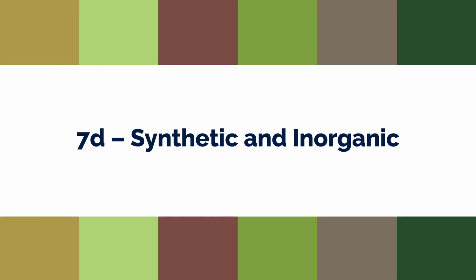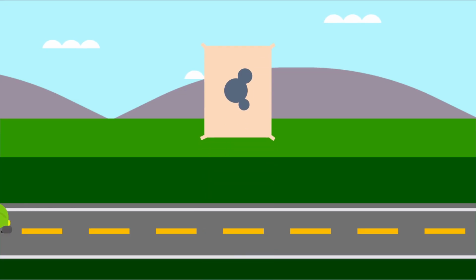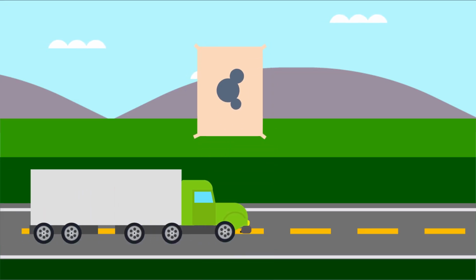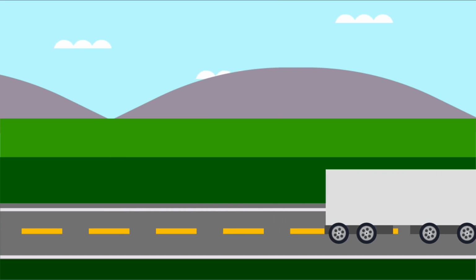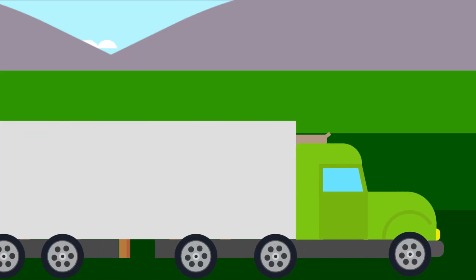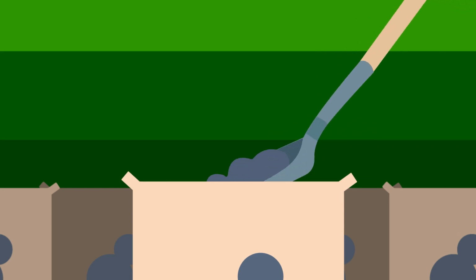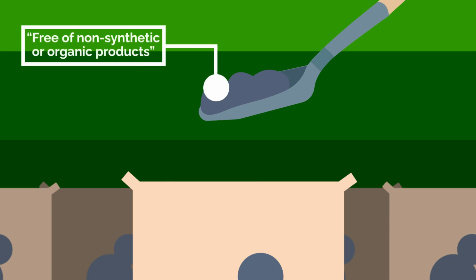7D. Synthetic and inorganic. These products, by their very nature, represent little risk of contamination with human pathogens, but they must still be produced, transported, stored, and used in a manner that prevents contamination of the product or the field, and in accordance with all local, state, and federal regulations. In addition, these products must also include documentation stating that they are free of non-synthetic products, which includes any ingredients of animal origin or manure.